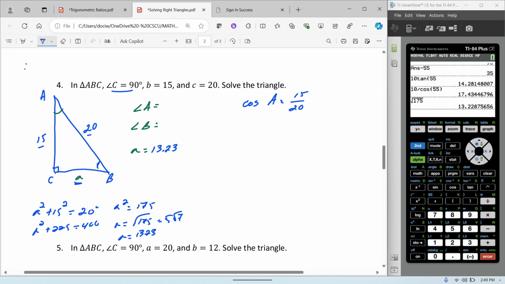If I wanted to use angle B, 15 now, this is what I was thinking, would be the opposite. So I could do the sine of angle B is 15 over 20. And I would do either one of those the same way. Since the cosine of A equals 15 over 20, essentially what I'm going to do is take the inverse cosine of both sides. And I apologize, I'm out of control here.